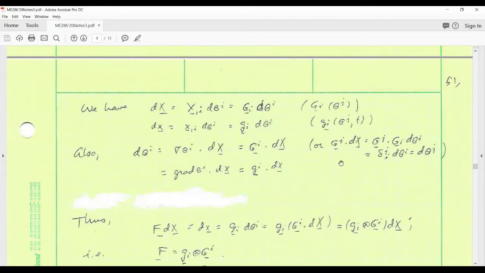Okay. If you don't like what I've just done, you can just notice that, for example, d theta J can be written in this way in terms of the Kronecker delta, sum on I. Use the bases in the reference configuration to interpret the Kronecker delta. This one is d capital X. So we have a capital G super J left over. So that gives you the same result.